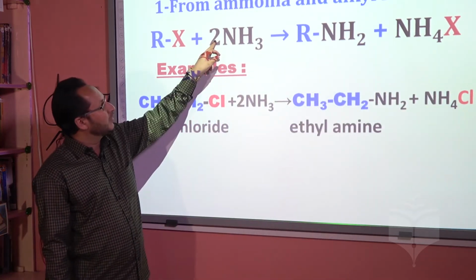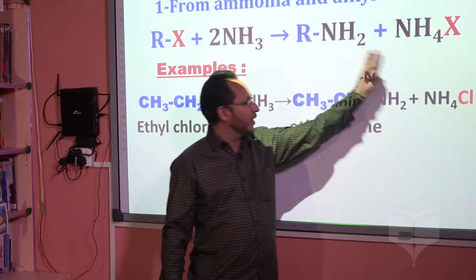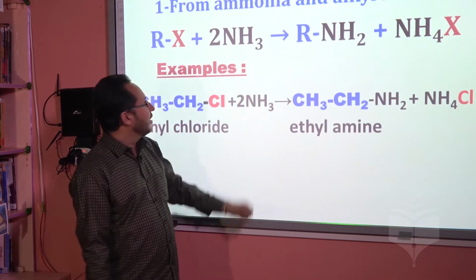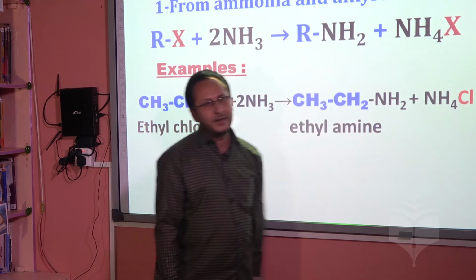If you count this one, 2 times 3, we have 6 hydrogen atoms. Here we have 2, and here we have 4. And here we have 2 nitrogen atoms. So this is N, and this is another N.